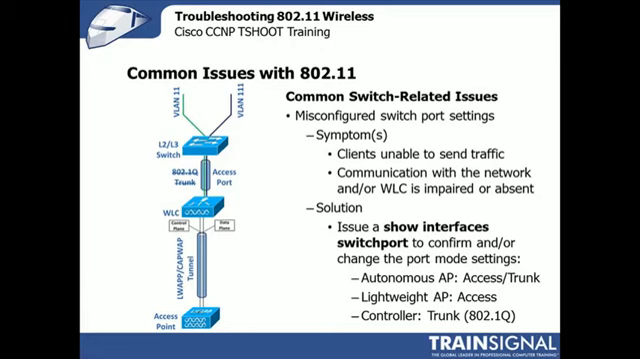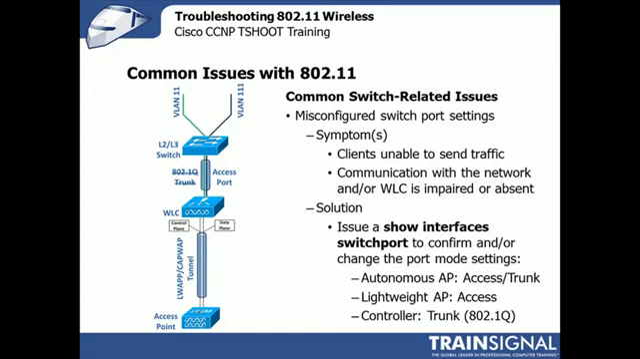For autonomous access points, if you have a single SSID and a single VLAN, you can use an access port. If you're using a lightweight AP, you're always going to be using an access port. It may seem counterintuitive, but the way that the controller actually creates the separate SSIDs and VLANs is through a series of tunnels. It doesn't have to involve anything other than an access port.